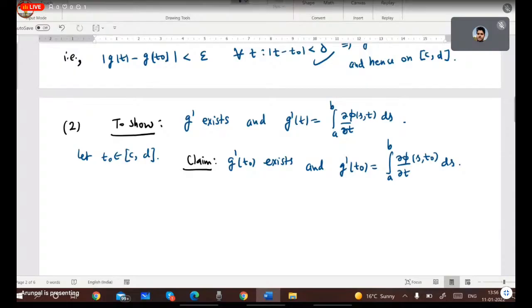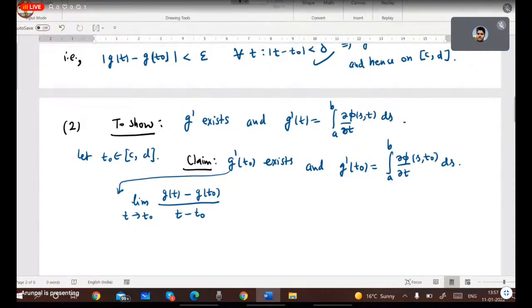Now class, to show that g dash t naught exists, I need to show that the limit as t tends to t naught exists. You recall the definition of the derivative of a function of a real variable. If this limit exists, then we say that the function g is differentiable at t naught, and whatever the value of this limit comes out to be, that will give us the value of the derivative of function g at t naught. Is this okay, class?